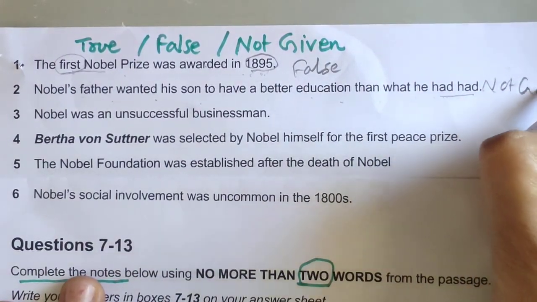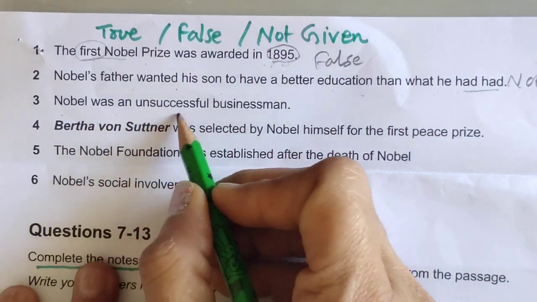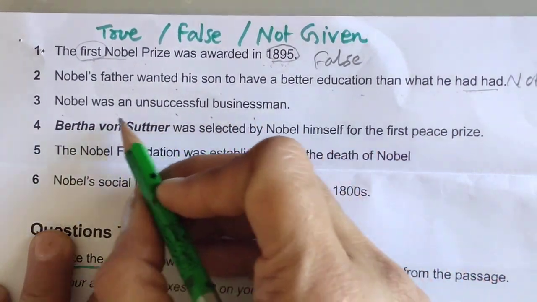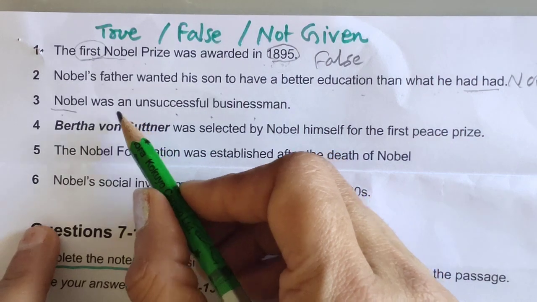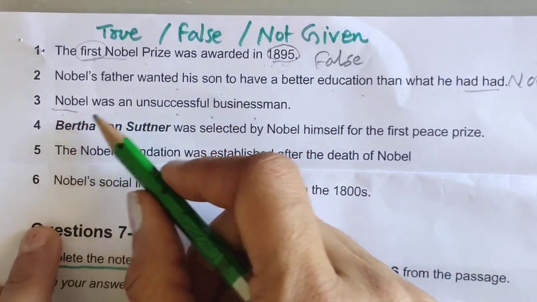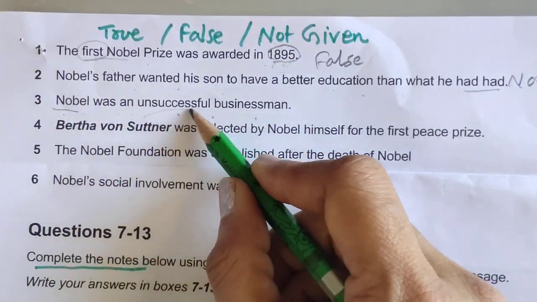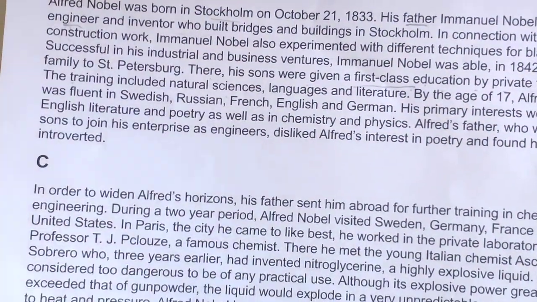Okay, not given. Third, Nobel's father Alfred Nobel was an unsuccessful businessman. Okay, where is it given? Let's read it.